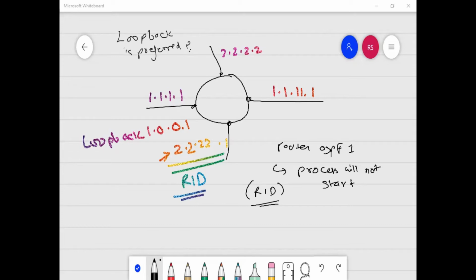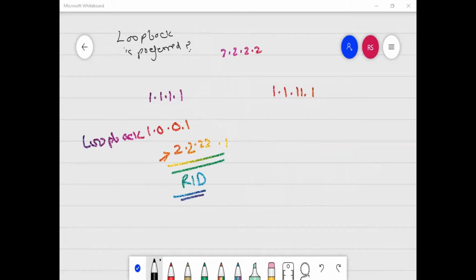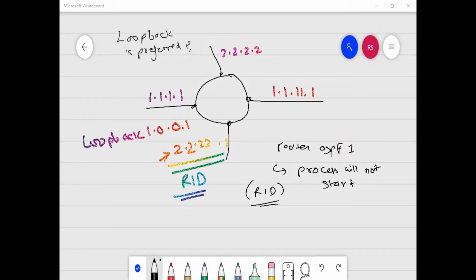So this is the logic of why loopback should be the preferred one. And the reason lies in what I was saying: if I configure a loopback, what would be the RID? Will it change or not? So let me show you that practically first, then we will proceed.